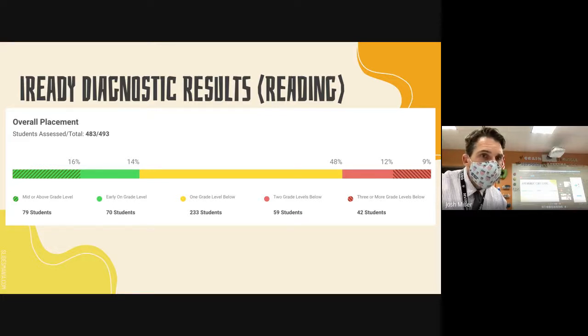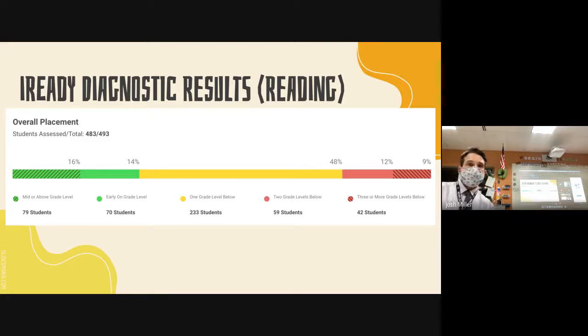The majority of our students are right here. This 233 is right in the middle of that 1 grade level below, which is fairly typical for the fall diagnostic. And then we also have students, we have 70 and then 79. 79 is more than 1 grade level above, or they're at mid-grade level. And then we have 70 students that are pretty much right where they are, 14% of students right where they should be. And so our goal through the course of the year is to grow the green and then reduce the reds and the yellows.